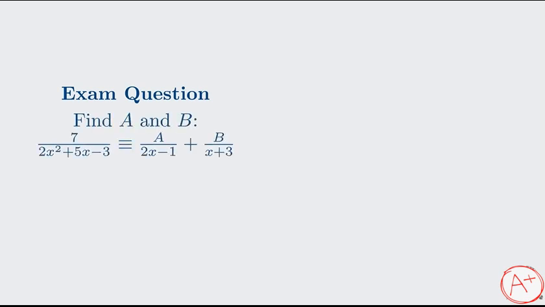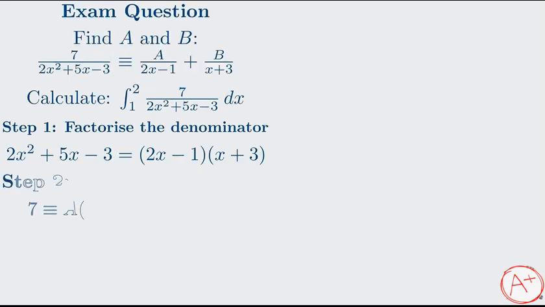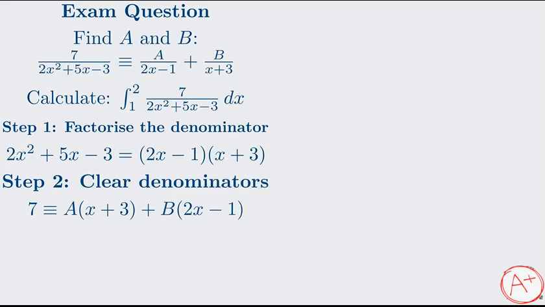Let's work through an authentic IB-style question. Find the values of a and b such that 7 over 2x squared plus 5x minus 3 is identical to a over 2x minus 1 plus b over x plus 3. Then, find the exact value of the integral of this function from 1 to 2. First, we check the denominator. 2x squared plus 5x minus 3 factorizes into 2x minus 1 and x plus 3. The identity provided in the question already gives us these factors. Multiply both sides by the common denominator to clear the fractions.